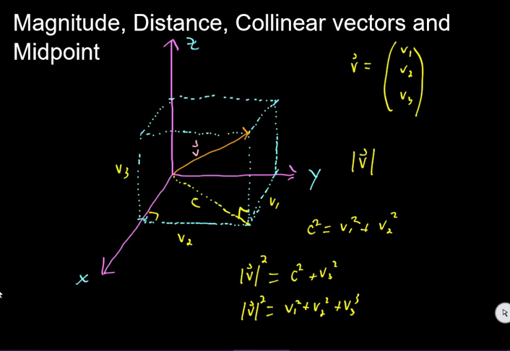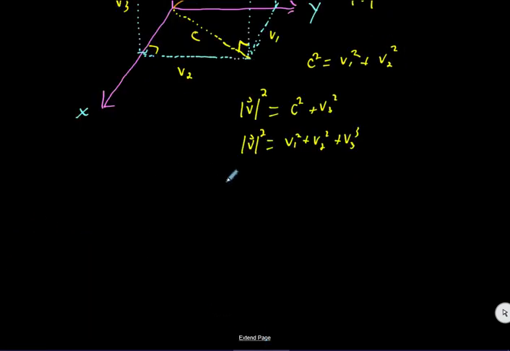And then we can write the formula for the magnitude of a three-dimensional vector. If we take the square root, it's going to be the square root of v sub 1 squared plus v sub 2 squared plus v sub 3 squared. So we see that in 3D, it's the same thing as in 2D, we just have an extra component, and that's that one.